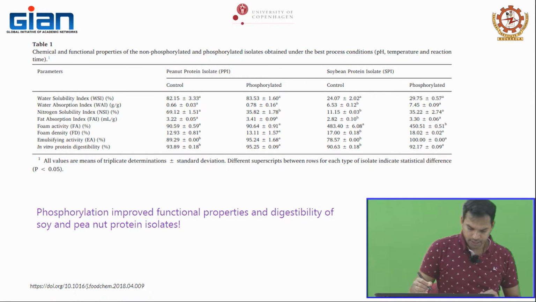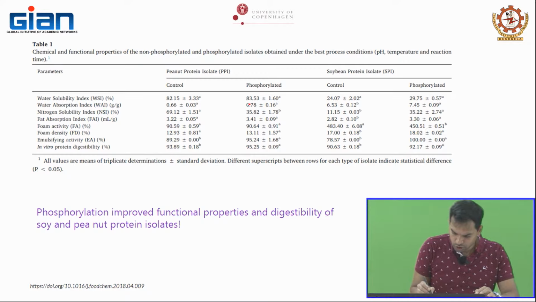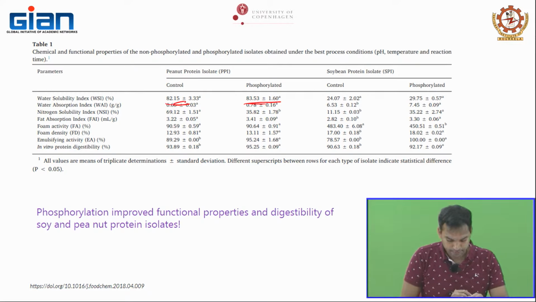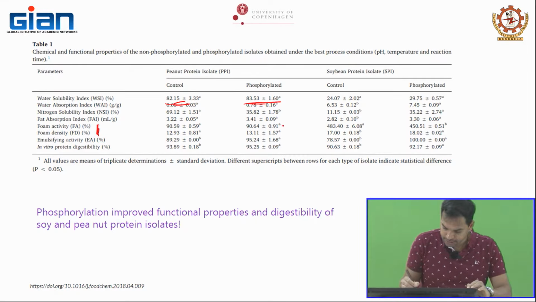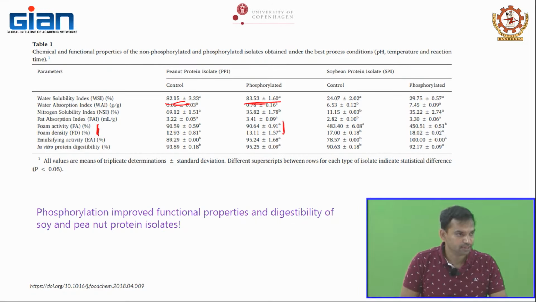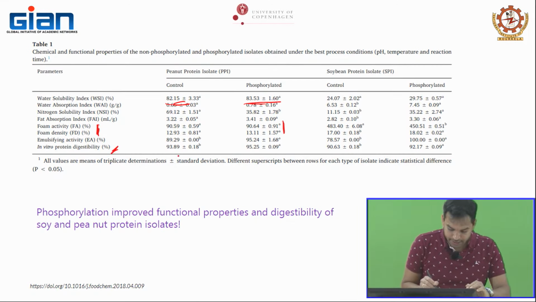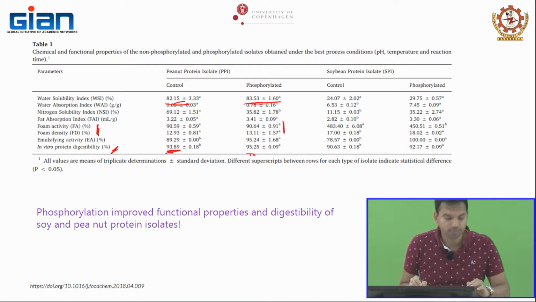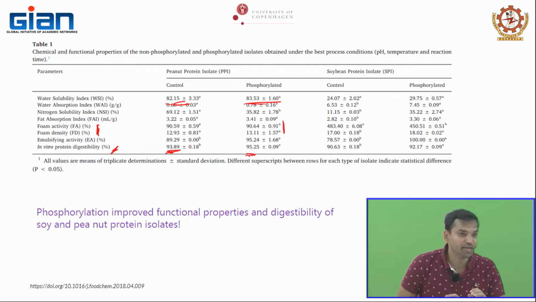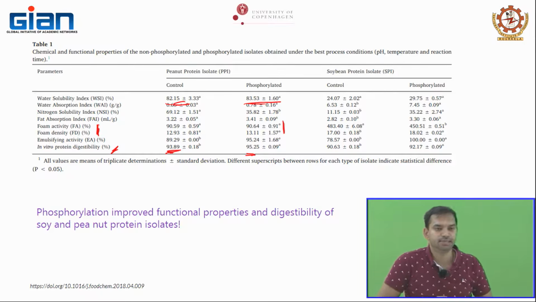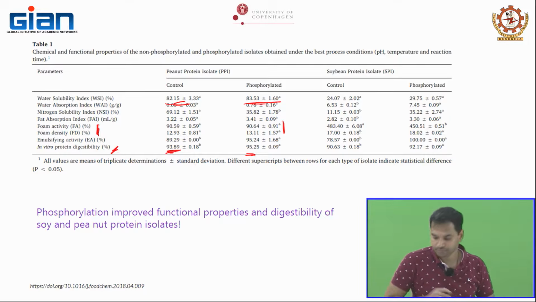Yeah, the example is here. You can see that solubility has been changed with respect to this one. Foaming capacity has been changed after phosphorylation. Apparently, the digestibility goes from 93 to 95. A significant change, but only a minor change in the digestibility. So, phosphorylation can be used to change the techno-functional properties of proteins.